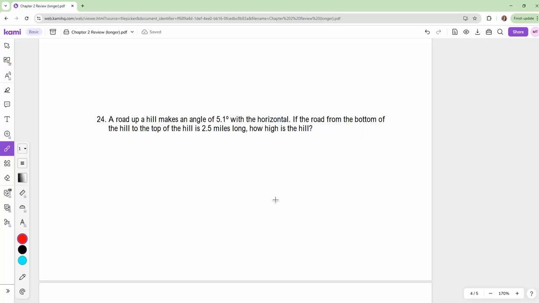So a road up a hill makes an angle of 5.1 degrees with the horizontal. So here's my ground. Your road is going up the hill. This is your slanted side. That's your road. The angle it makes with the ground is 5.1 degrees. If the road from the bottom of the hill to the top of the hill is 2.5 miles long, how high is it? For this side. So the height and the ground would be perpendicular. So opposite and hypotenuse would be sine. So sine of 5.1 degrees equals x over 2.5. So multiply that over.